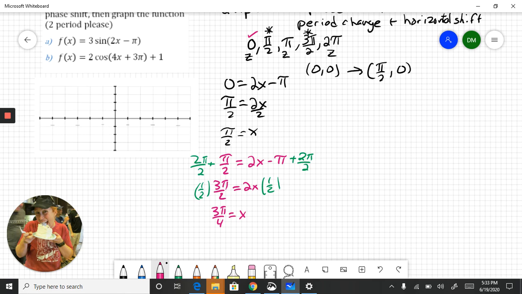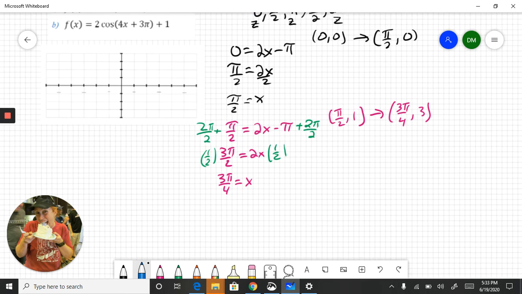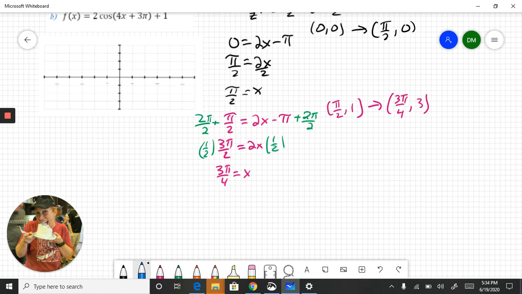So originally, because this is a maximum, my point was pi over 2, 1, because the amplitude of the parent graph is 1. It is going to shift to 3 pi over 4 with an amplitude of 3. All right, we are going to go through and do this with all of the points, so hang in there. That is why you're not getting very much for homework, because these problems take a little while.